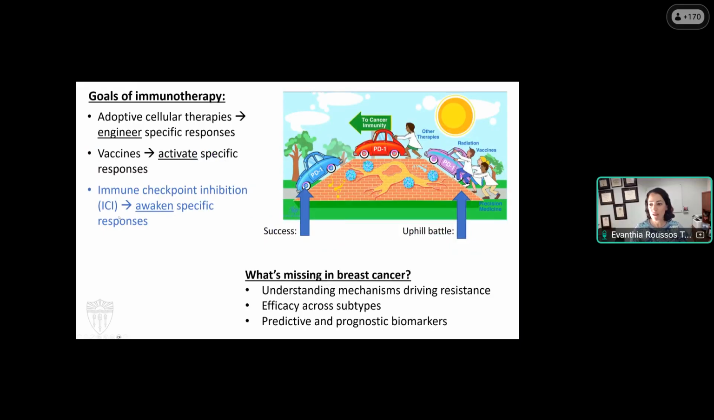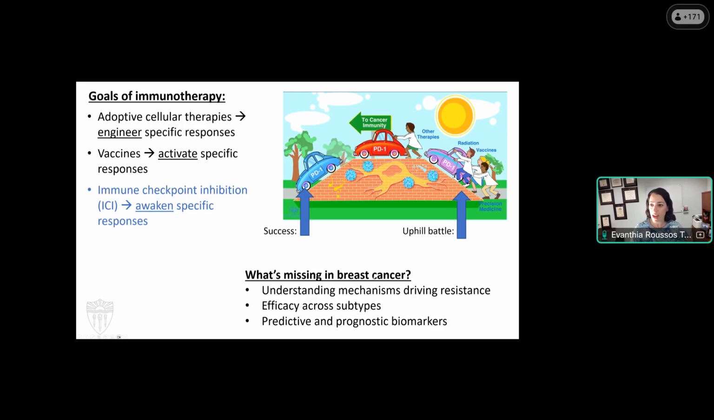I'm specifically focused on immune checkpoint inhibition in breast cancer, and what I wanted to point out about this particular type of immunotherapy is that it's not as successful in breast cancer as it is in other types of cancer. There are a lot of different reasons for that. One of them has to do with the intrinsic mechanisms of resistance.